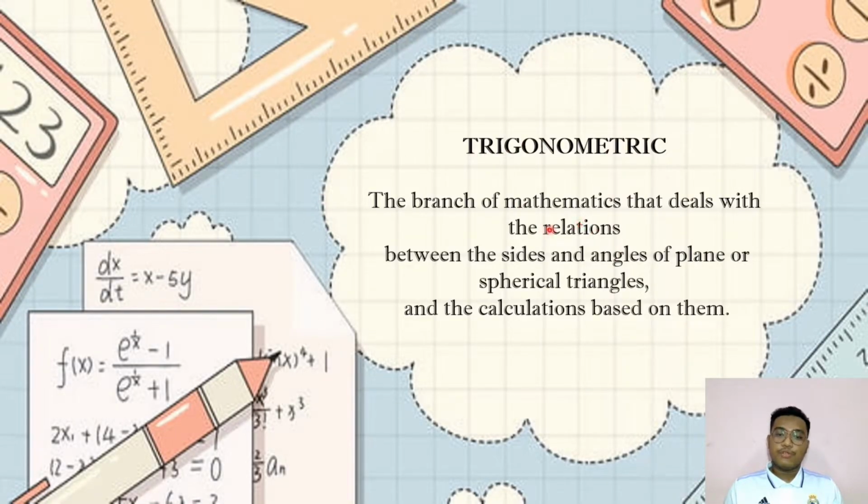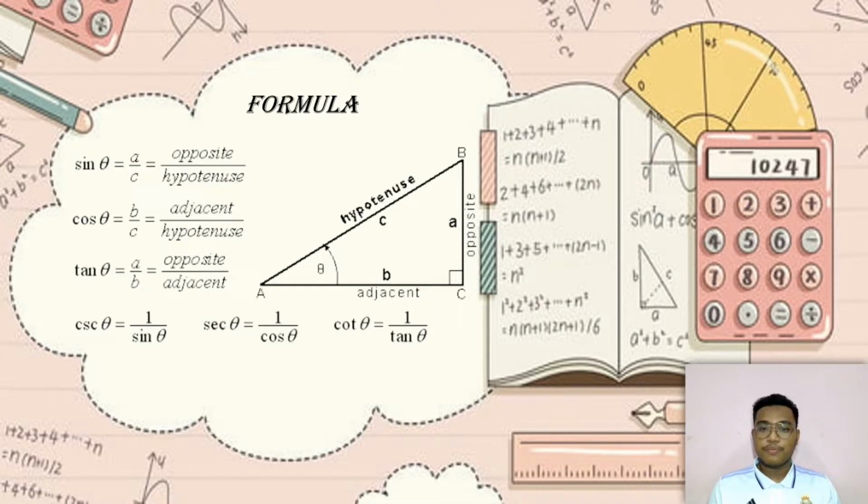Trigonometry is the branch of mathematics that deals with the relations between the sides and angles of plane or spherical triangles and the calculations based on them. This is the formula that we use to find trigonometry.